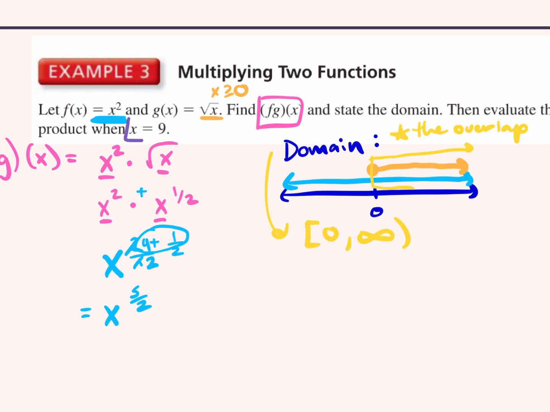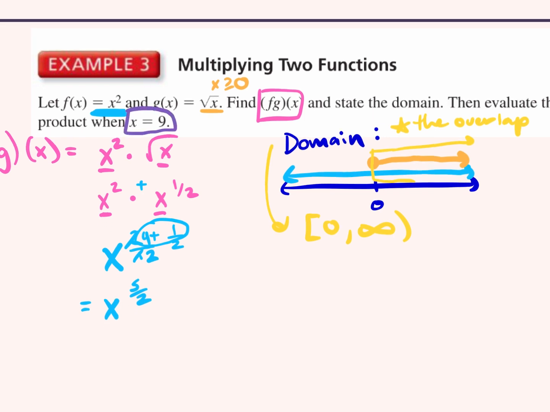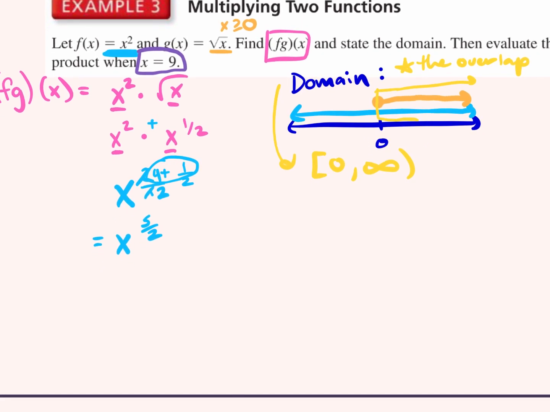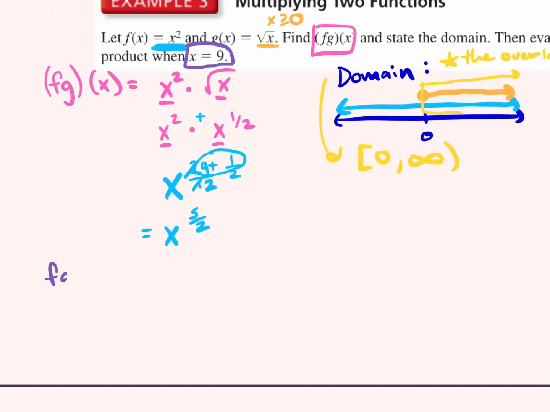All right, last part of this question asks us to find when x is equal to 9. So I'm going to plug in 9 into my function. So I have f times g of 9 would be equal to 9 to the 5/2 power. How can I find what 9 to the 5/2 power is? What's my index? 2. So this is the index. That goes out front. So it'd be the square root of 9. And the 5 is my exponent. The number on top stays on top.